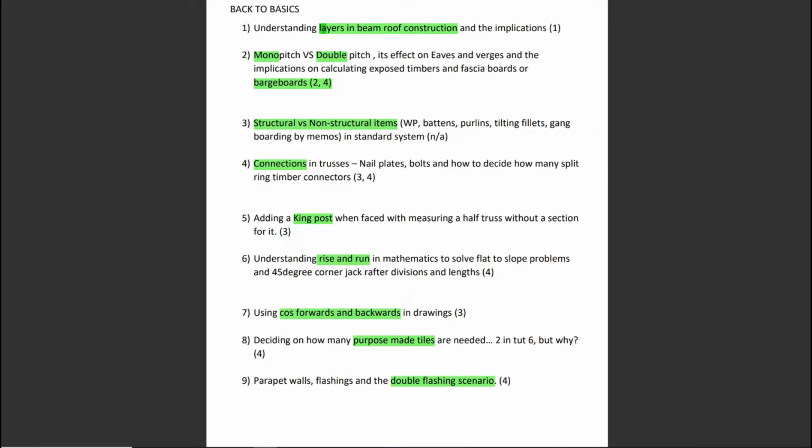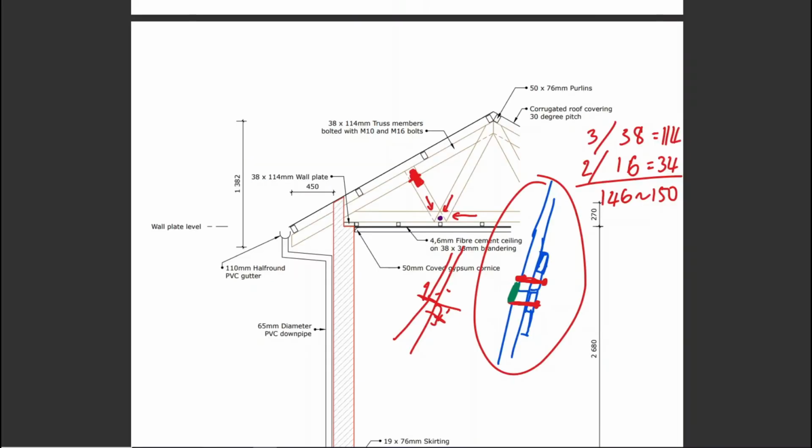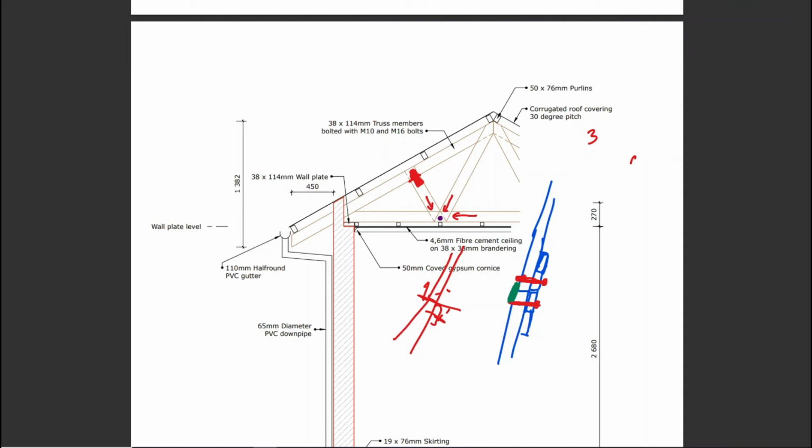So number 5, let's take a look at king posts. Oh, that's interesting. Okay, hold on. Let me back it up to number 4. So what I said here for number 4 is deciding on how many split ring timber connectors. This I've picked up as something I've overlooked. I'll be honest, I've overlooked it for a while and sort of just assumed that there's a certain number for M10 and a certain number for M16, right?